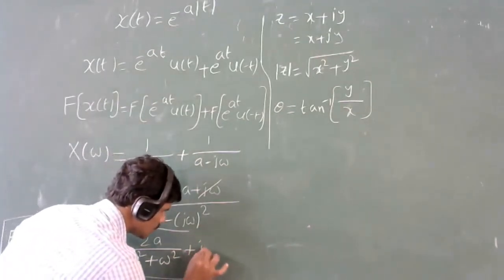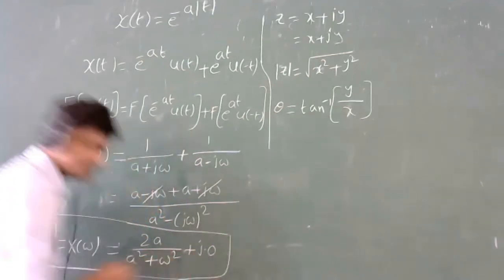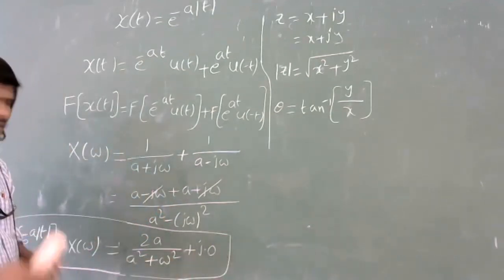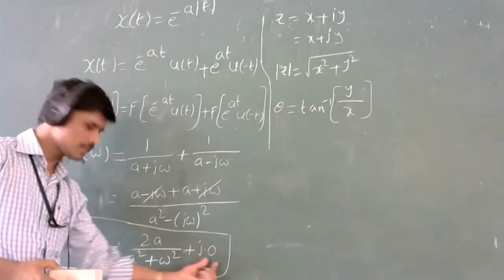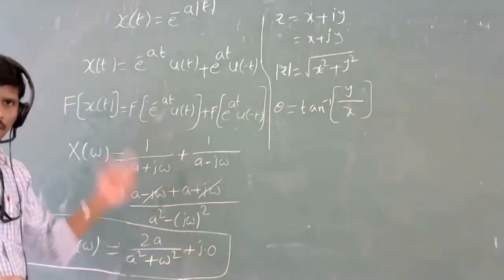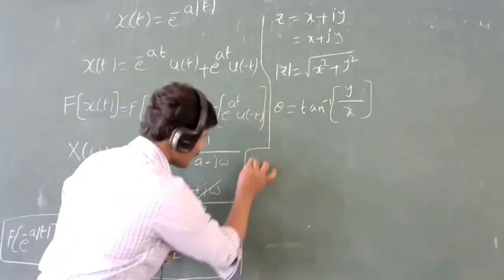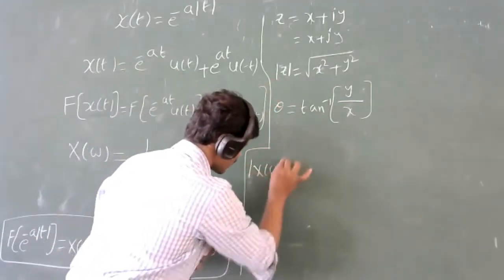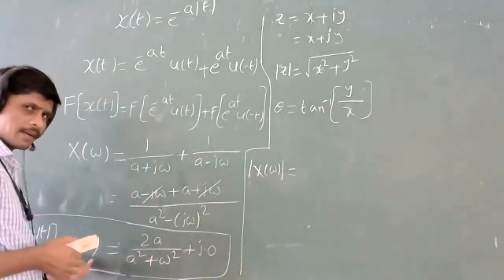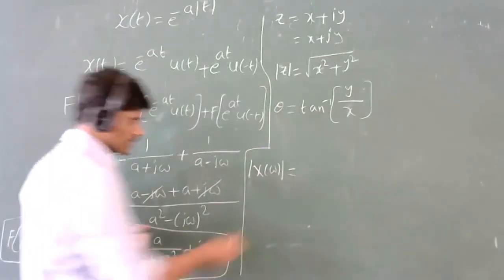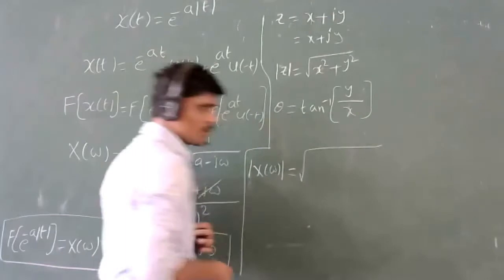Plus j into g. And this is the imaginary part and this is the real part. So now calculate the magnitude. What is the magnitude expression? Magnitude of X of omega is equal to the square root of real part square plus imaginary part square.